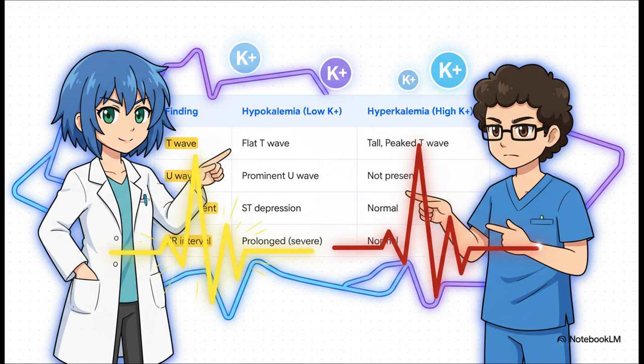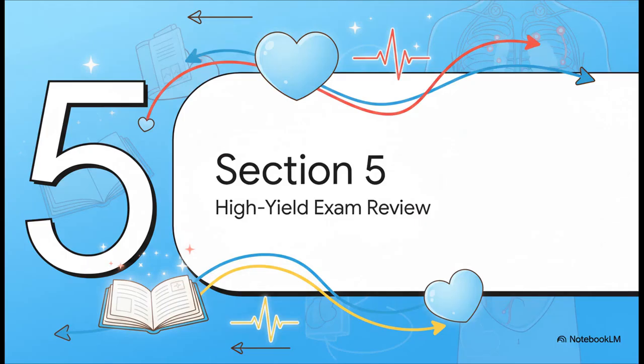But for hyperkalemia, high potassium, the sign is dramatic. You get these incredibly tall, pointy, peaked T waves. They look like little tents. When you see that, alarm bells should be going off in your head, because that patient is at risk for a deadly arrhythmia. Whew, okay, we've gone through a lot.